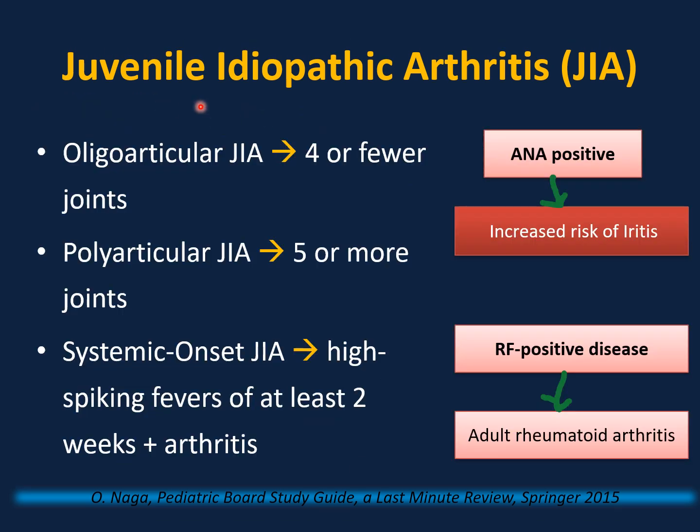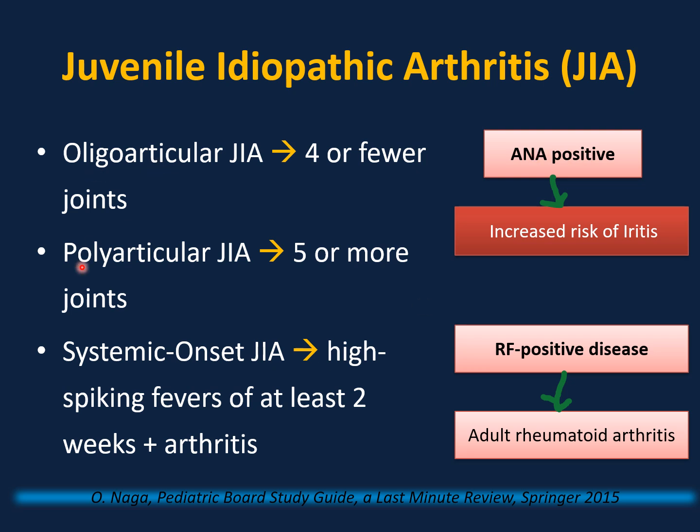Classification of juvenile idiopathic arthritis. Oligoarticular means 4 or less joints. Polyarticular means 5 or more joints. Systemic onset juvenile idiopathic arthritis means high fever, high spiking fever persistent for at least 2 weeks, plus arthritis. This will make the diagnosis of systemic JIA very likely.